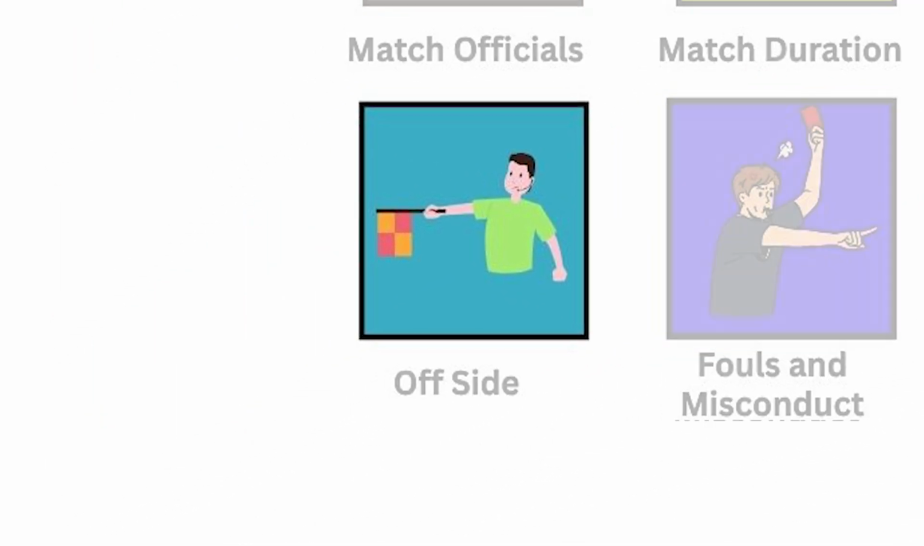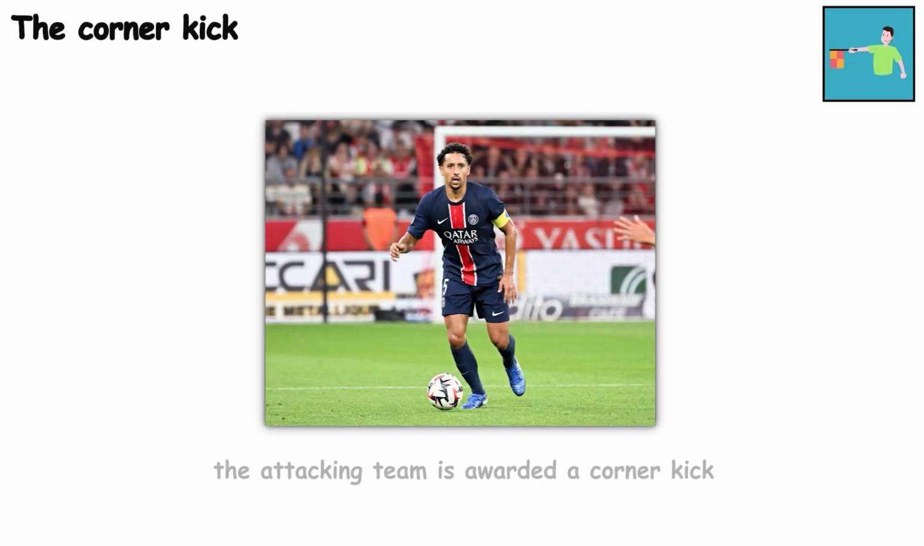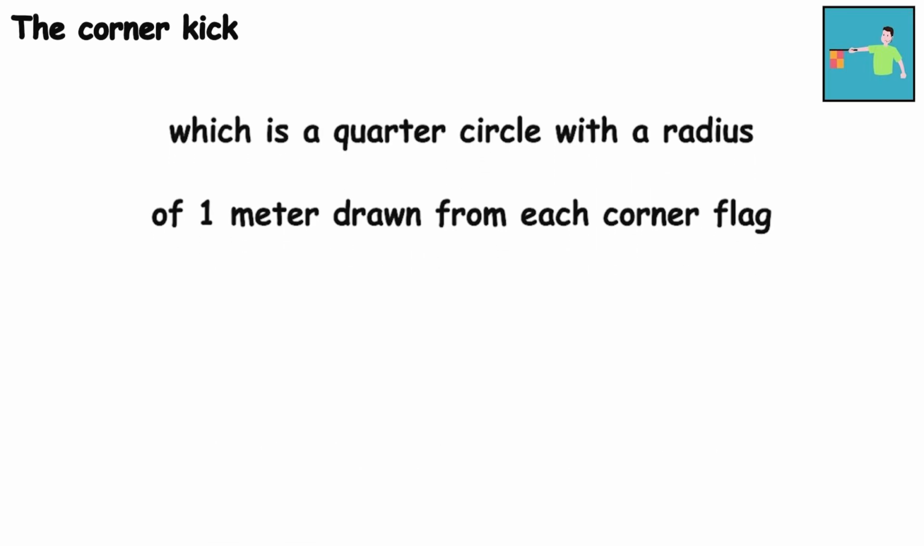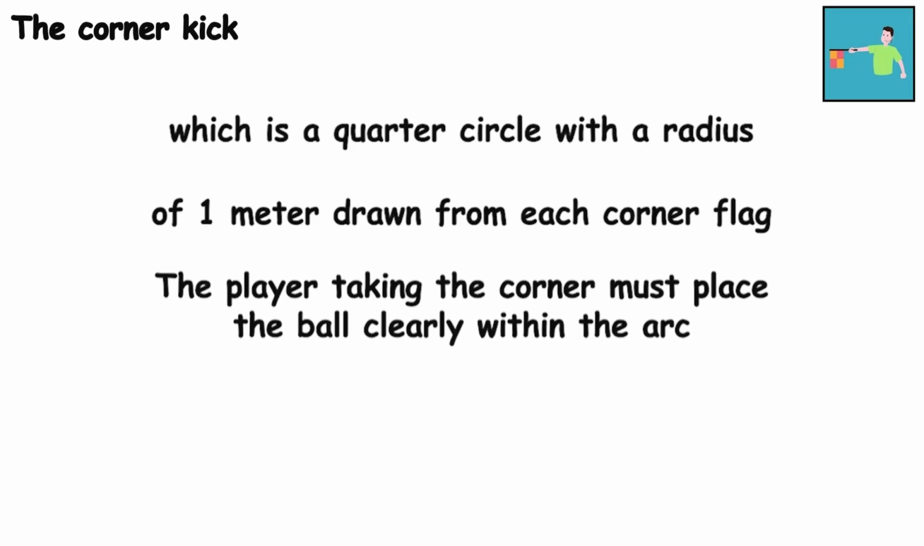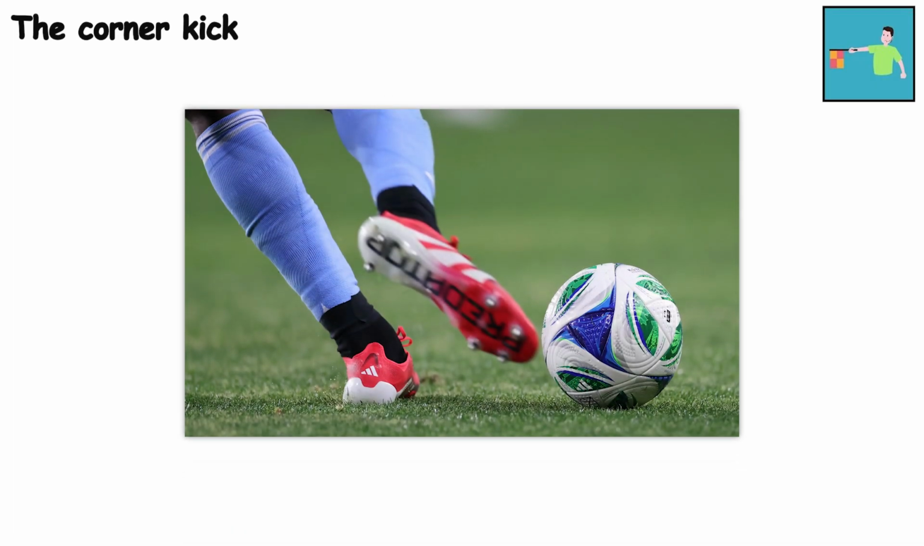Law 17. The corner kick. When the ball crosses the goal line without a goal being scored and was last touched by a defender, the attacking team is awarded a corner kick. The ball is placed inside the corner arc, which is a quarter circle with a radius of 1 meter drawn from each corner flag. The player taking the corner must place the ball clearly within the arc. The ball is stationary and then kicked from the ground in any direction.